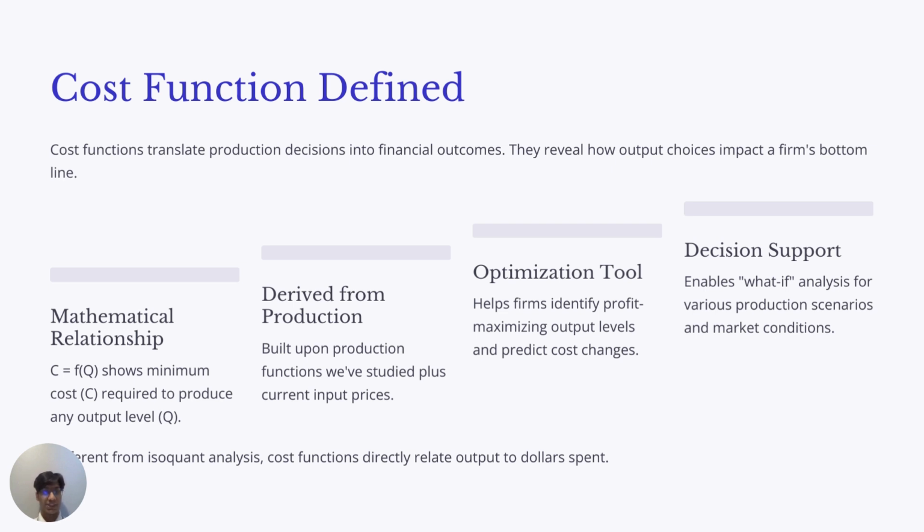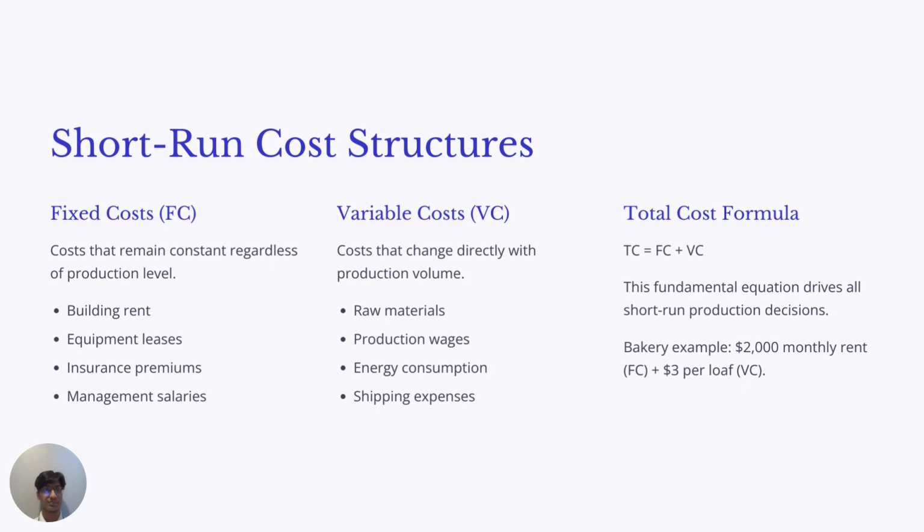Now, let's shift to the cost function, which links production decisions directly to dollars. A cost function tells us the minimum cost required to produce a specific level of output. It's written as C equals f(Q), where C is the total cost and Q is output. This tool is powerful for decision making because it helps estimate cost under different scenarios, like changing prices, scaling output or adjusting input combinations. Cost functions are central to profit planning, pricing strategies, and budgeting models.